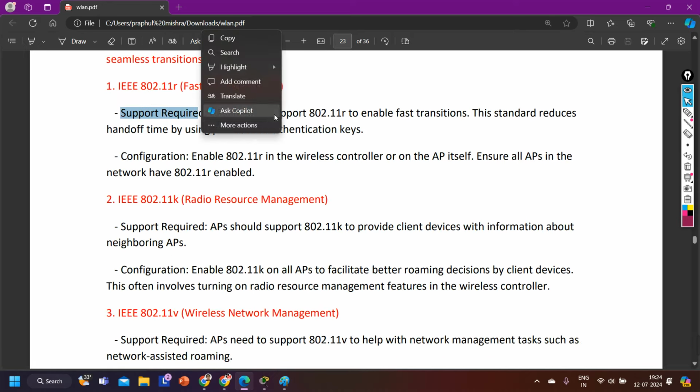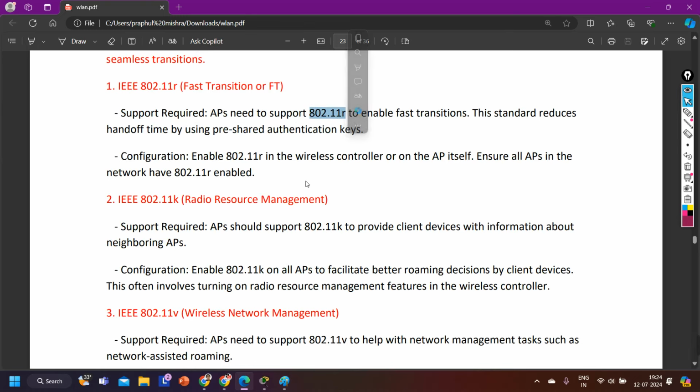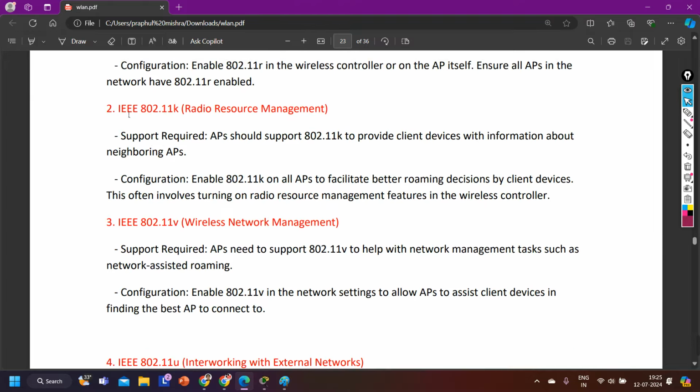Support required: APs need to support this standard to enable fast transition. This standard reduces handoff time by using a pre-shared authentication key. Then configuration: enable 802.11r in the wireless controller or on the AP itself. Ensure all APs in the network have the 802.11r standard enabled, right? So you can read about these roaming standards. It is not that important, but again, if you want to master wireless networking, you have to learn everything.